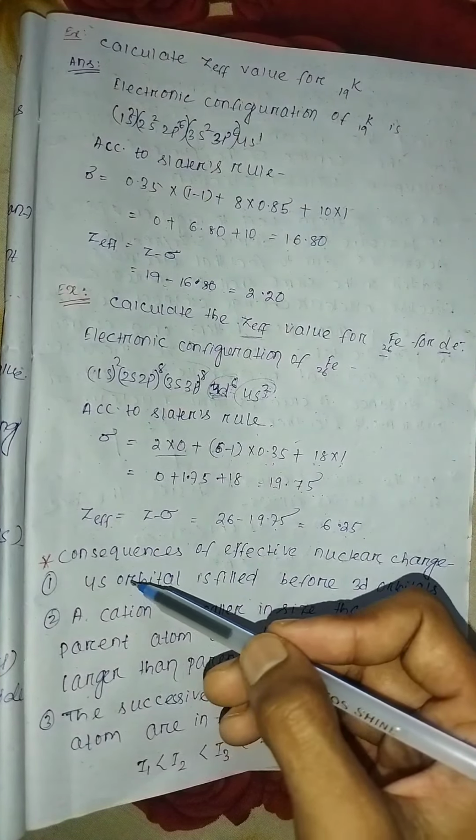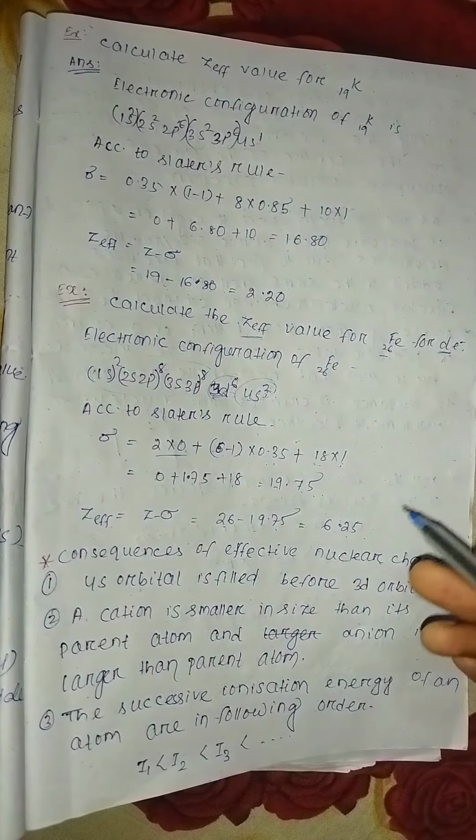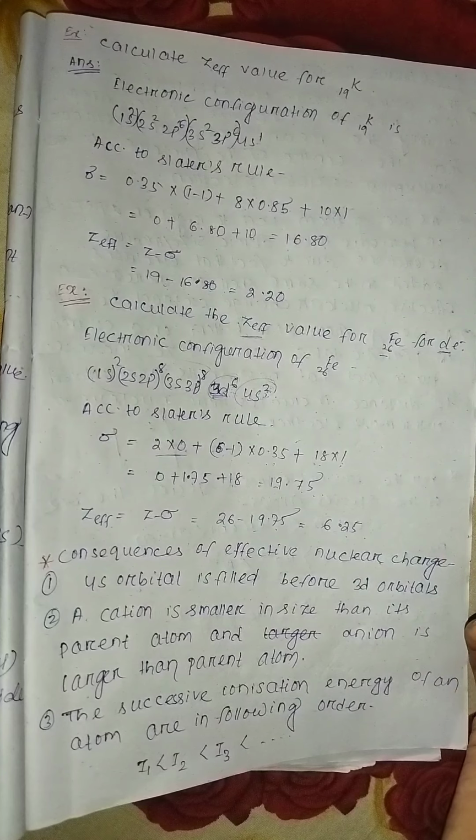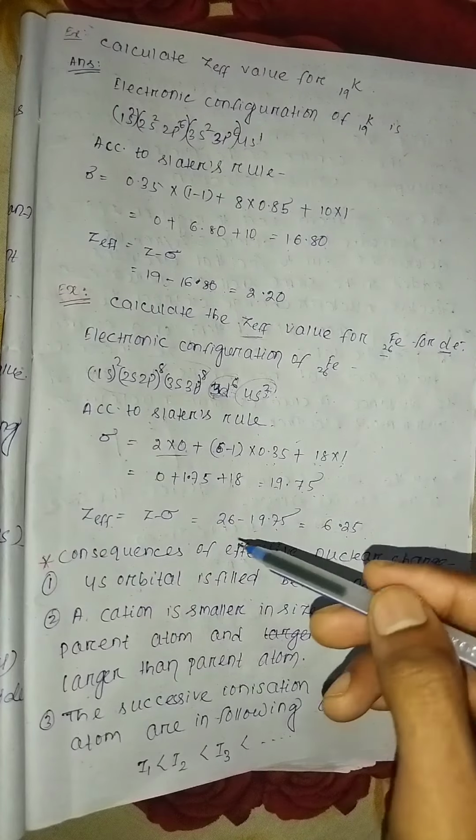After that, we will see what are the consequences of effective nuclear charge, or Z effective value, why we should study this, and what are the benefits to the periodic properties by observing the effective nuclear charge, what are the consequences or results of this value.